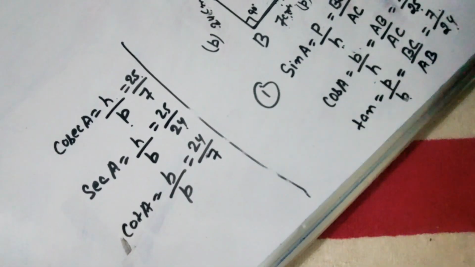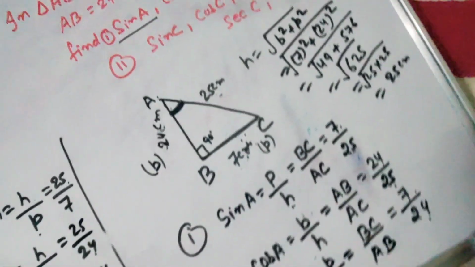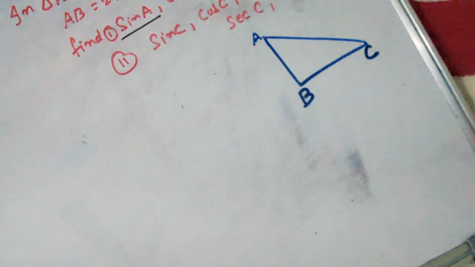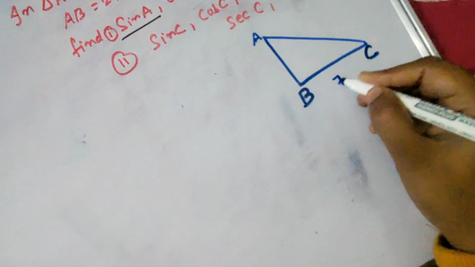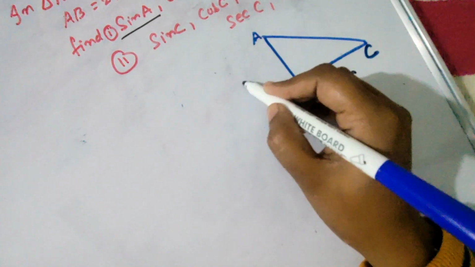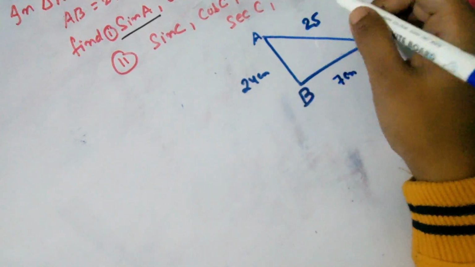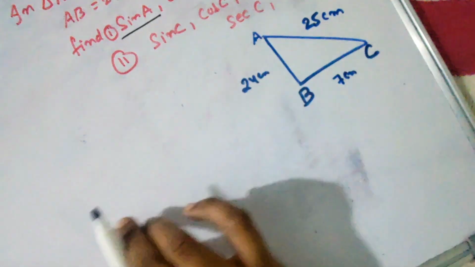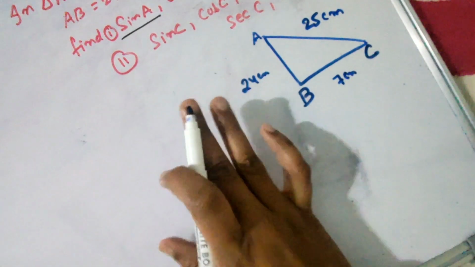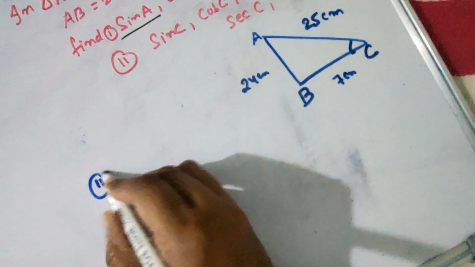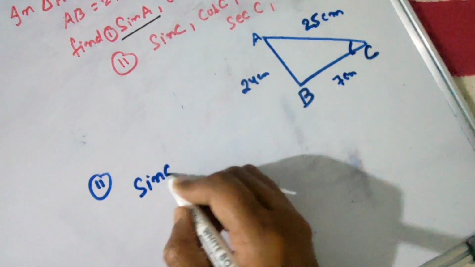Then next, go for the second number, according to angle C. Again, you draw one right angle triangle and write that BC value is 7 centimeter and AB value is 24 centimeter. I find out AC value, as in the first question, is 25 centimeter. The question values are unchanged, but this time you find angle C. The second question is sine C.